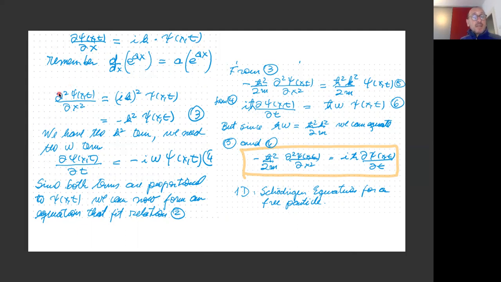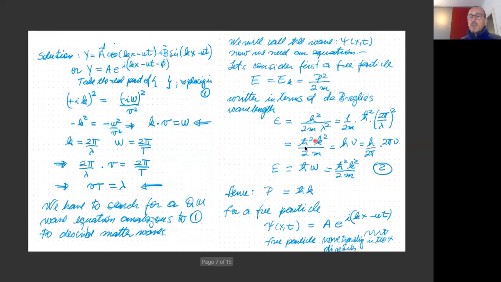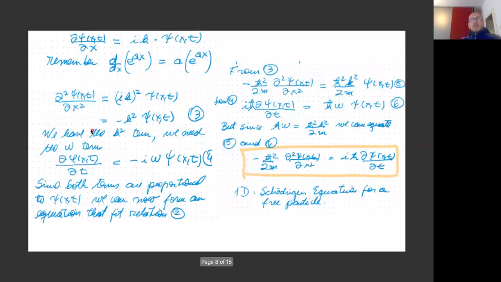Now I take the second derivative and it gives me minus k squared times phi. This has a k squared and I had a minus sign in front. If I put a minus sign in front of that, I should make it something like a time derivative of the same phi. So this is what I do here. The second derivative of phi of that free particle solution is equal to this. So we have the k squared term.